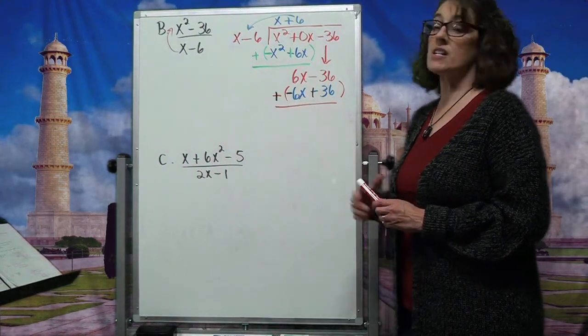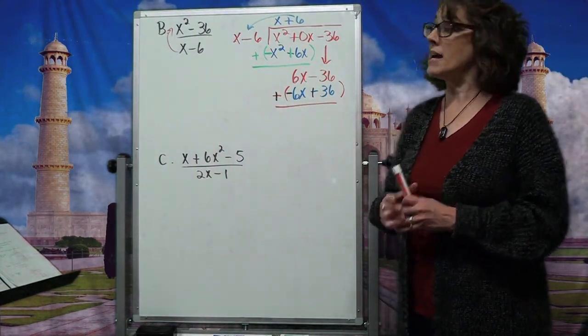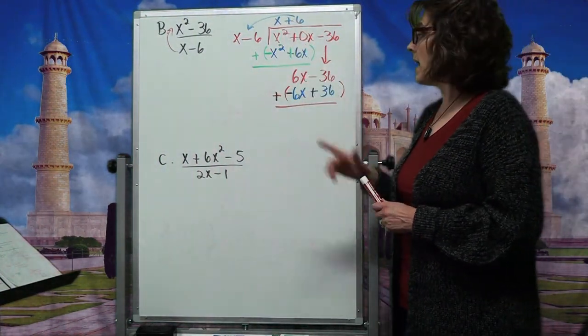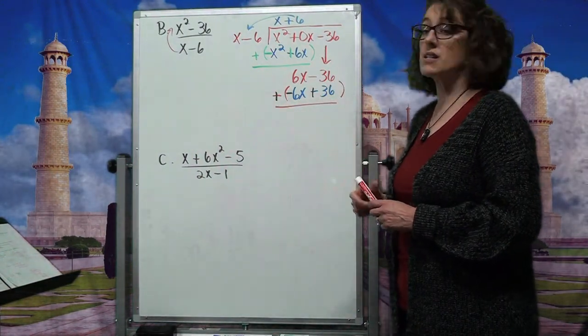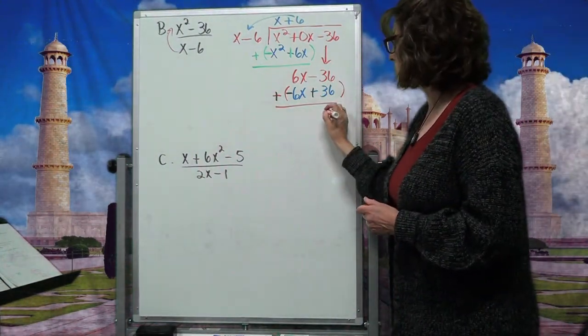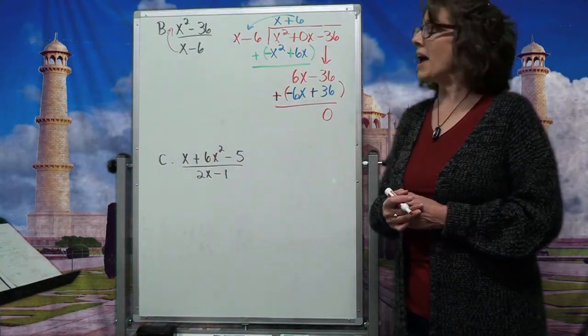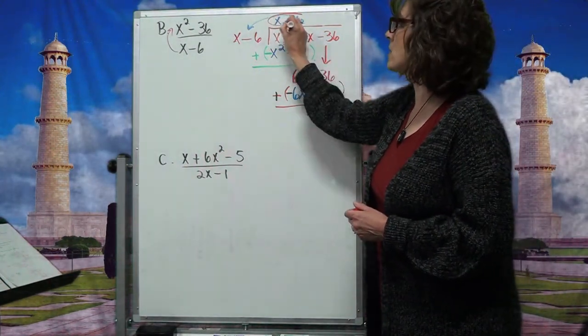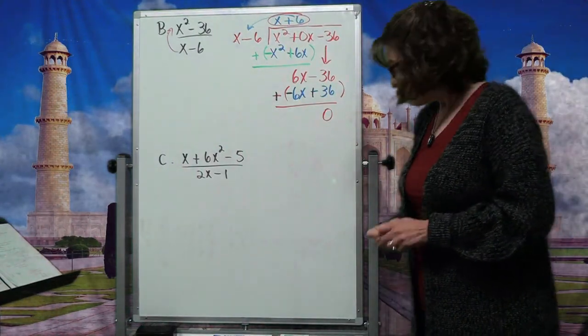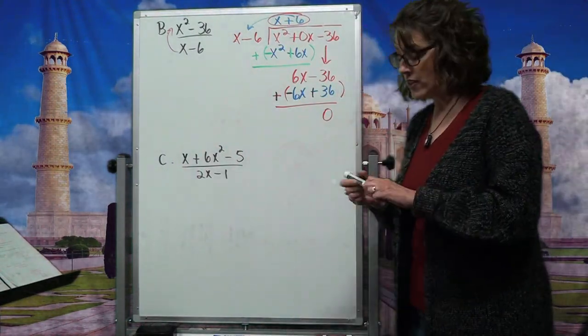6x plus negative 6x cancels out, which I wanted to happen. That's why I chose a 6 up here. And then negative 36 plus 36 cancels out as well to be a 0. So once again, I have a remainder of 0. Where is the answer? Absolutely right up here at the top. There's your quotient. But once again, how would we check this?